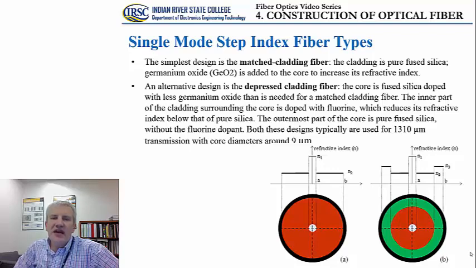So in the case of single mode step index fibers, the simplest design that's being used is the so-called matched cladding fiber. Here we are using pure fused silica for the cladding, and for the core we also use pure fused silica that has however been doped with germanium oxide. That's going to change the properties of the fused silica in the sense that the index of refraction is going to be increased. So the index of refraction of the core is going to be higher because we doped the pure fused silica with the germanium oxide.